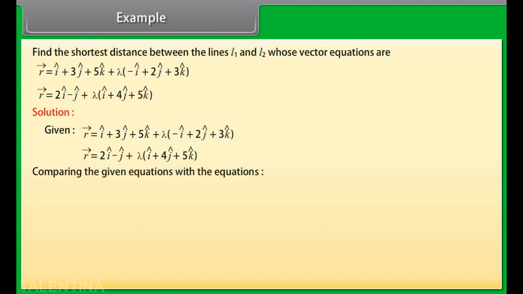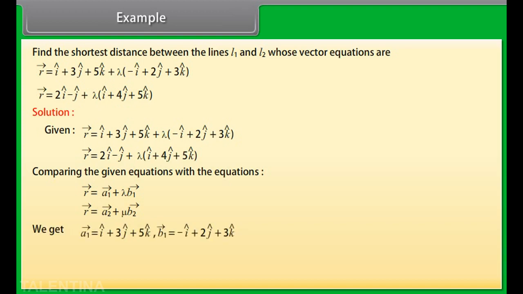Comparing the given equations with the equations vector r equals vector a1 plus lambda vector b1, vector r equals vector a2 plus mu vector b2, we get vector a1 equals cap i plus 3 cap j plus 5 cap k, vector b1 equals minus cap i plus 2 cap j plus 3 cap k. Vector a2 equals 2 cap i minus cap j, vector b2 equals cap i plus 4 cap j plus 5 cap k. Vector a2 minus vector a1 equals cap i minus 4 cap j minus 5 cap k.